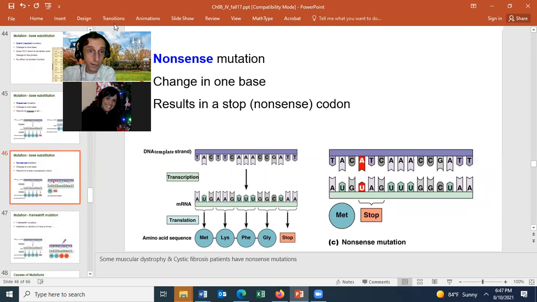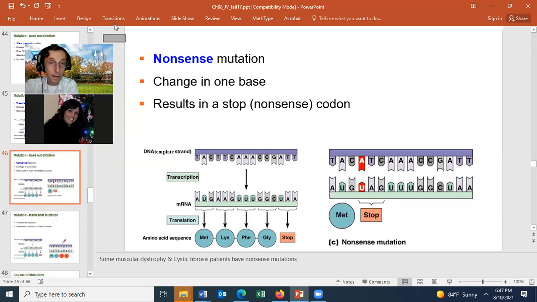A nonsense mutation, let me get that out of the way, is where you change one nucleotide base in the DNA and you change the codon. Instead of coding for an amino acid, it codes for the stop codon. And this is called the nonsense mutation. What happens with a nonsense mutation is you'll get a truncated protein.